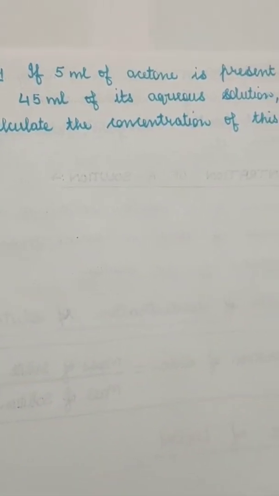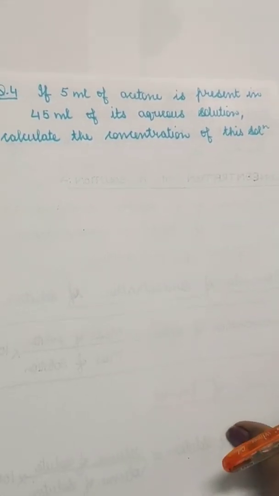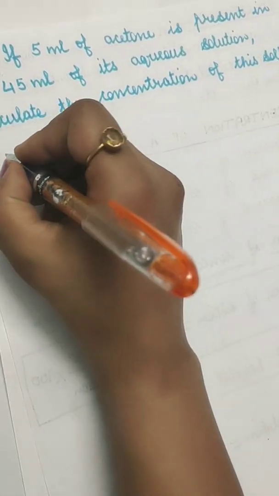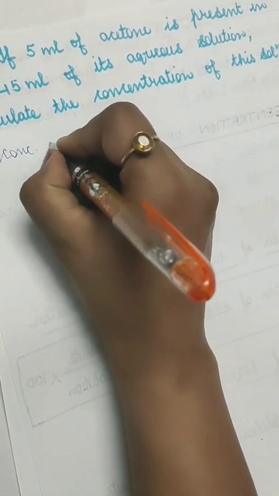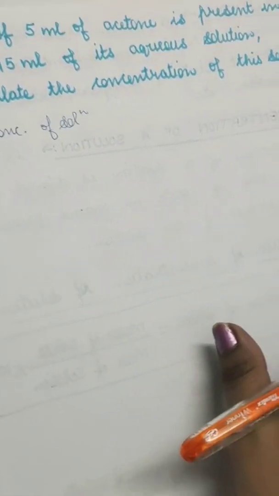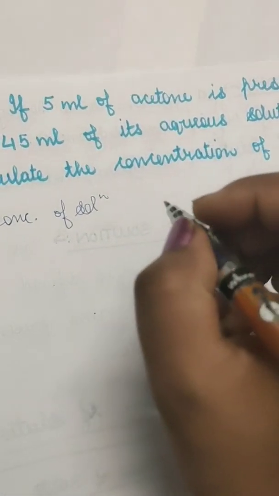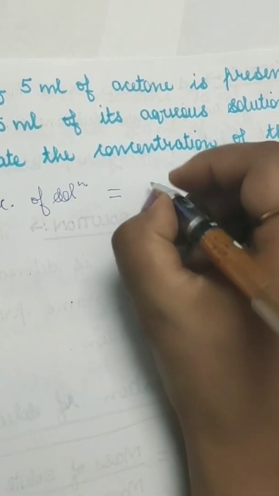So the last question again: if 5 ml of acetone is present in 45 ml of its aqueous solution, calculate the concentration of this solution. We have to do one more question for practice. Again we have to find the concentration of solution. CONC is the shortcut for concentration, and SOLN can be written for solution.